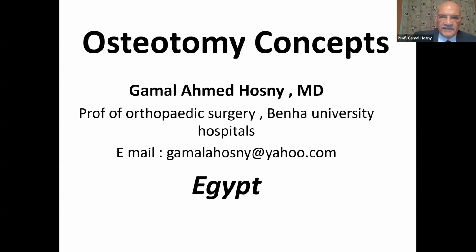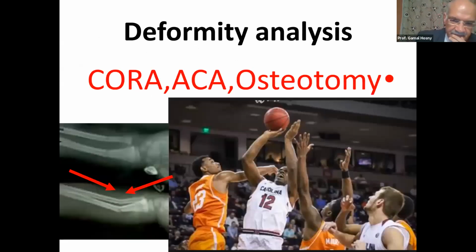I'm going to give you an idea about the osteotomy rules. Then we'll go through some clinical examples. If you want to play with the deformity, you should have 3 players: Cora, ACA, and osteotomy. So it's a match, and you need to know more about the 3 players: Cora, ACA, and osteotomy.